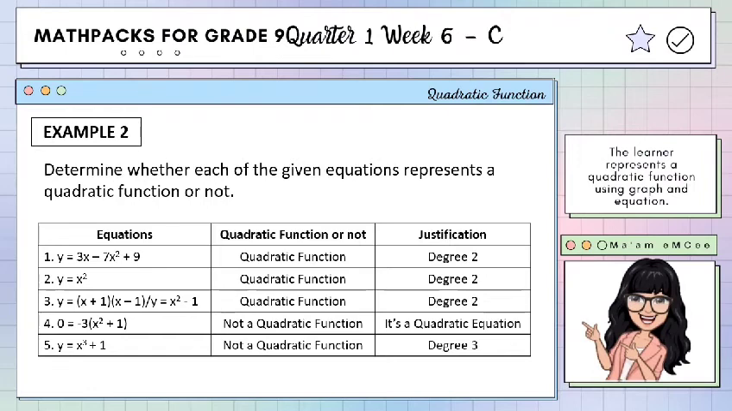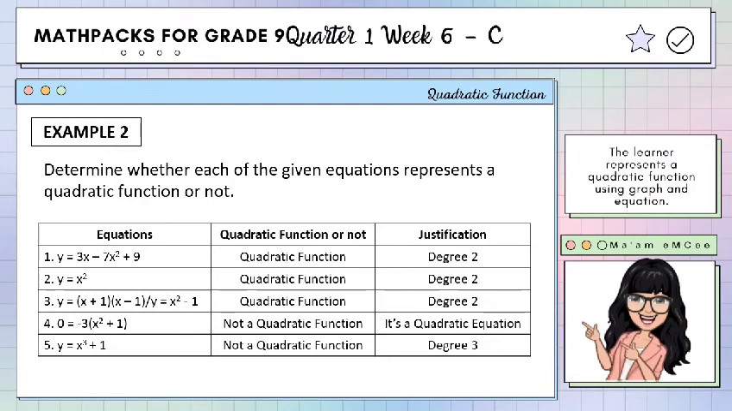We have y is equal to 3x minus 7x squared plus 9. Now, is this a quadratic function or not? It is a quadratic function. So what is the justification? It is in second degree. Notice that in this equation, the highest exponent of your variable x is equal to 2, which means to say that this equation is in second degree.